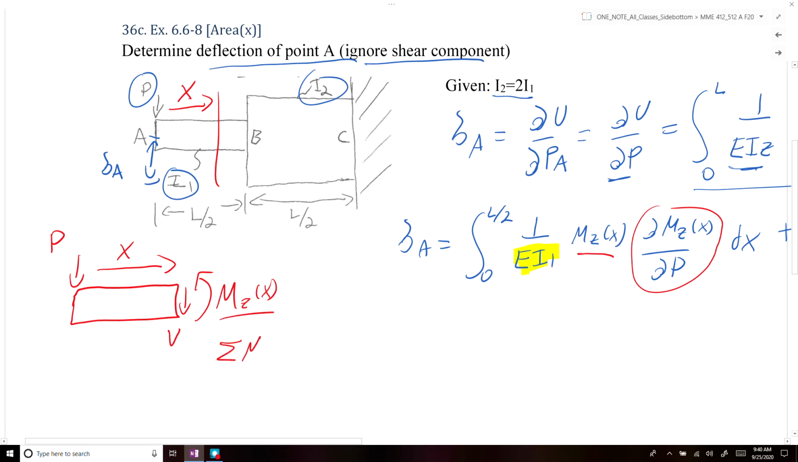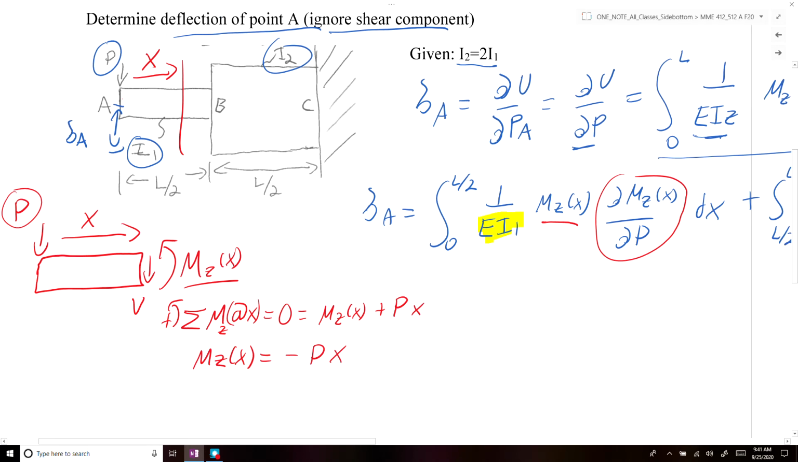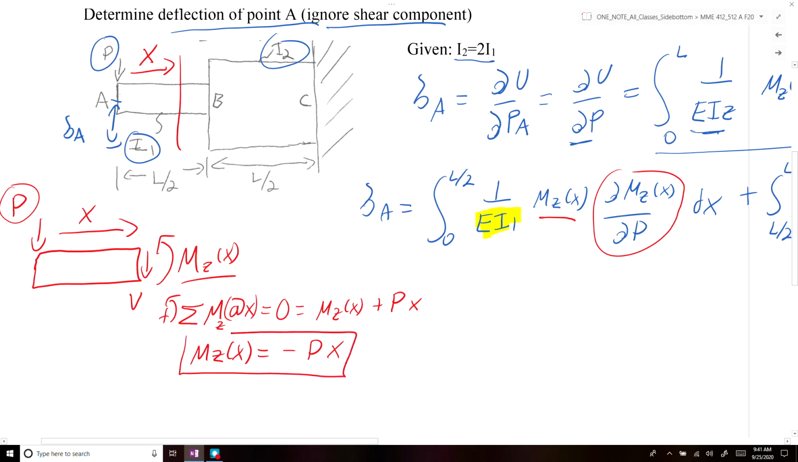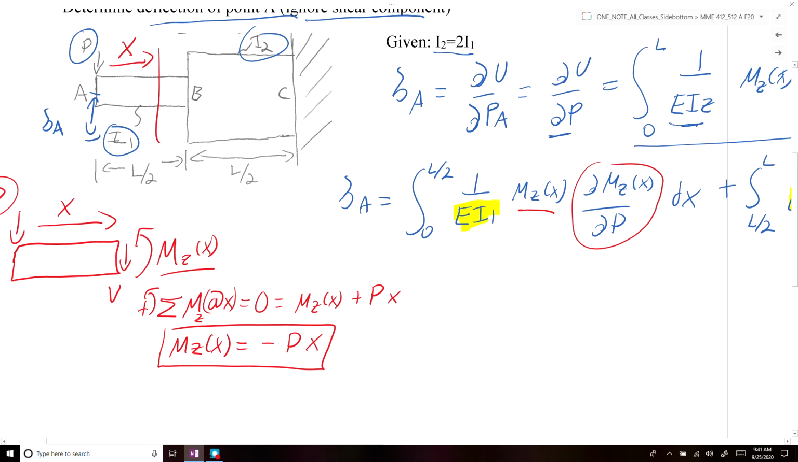So if we sum our moments about the cut and set them equal to 0, we'll get Mz of x positive, and then the moment due to the force P is a positive P times x, so we can say that Mz of x is equal to negative P x. That would be true regardless of where you are along the x direction, because there's only one force being applied in this situation.